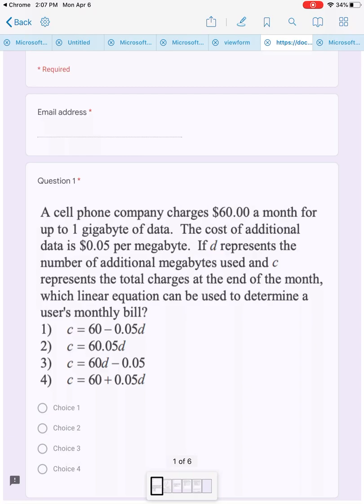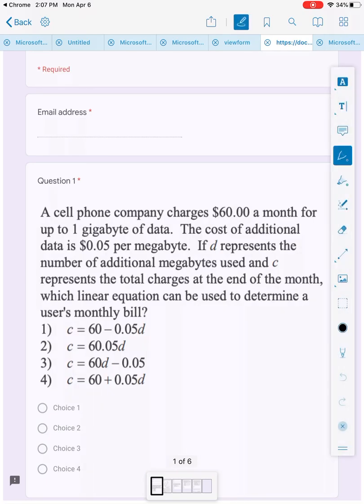And here we go. So question 1 says, a cell phone company charges $60 per month for up to 1 gigabyte of data. So I'm going to just go ahead and underline key information in that first sentence. That's $60 a month. And you get 1 gig of data with that.